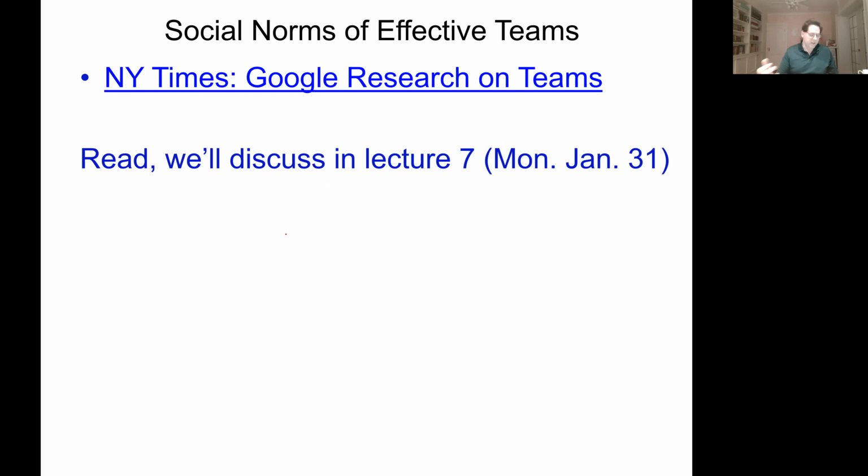This link is to an interesting story in the New York Times, which you should be able to access for free if you haven't been clicking on the New York Times a lot. I'll try to find other ways at it too. Read it. We'll discuss it in the next lecture on Monday. It's one take on some Google research, some research Google did on what were properties of their most successful teams. So interesting article. We'll talk about it on Monday.